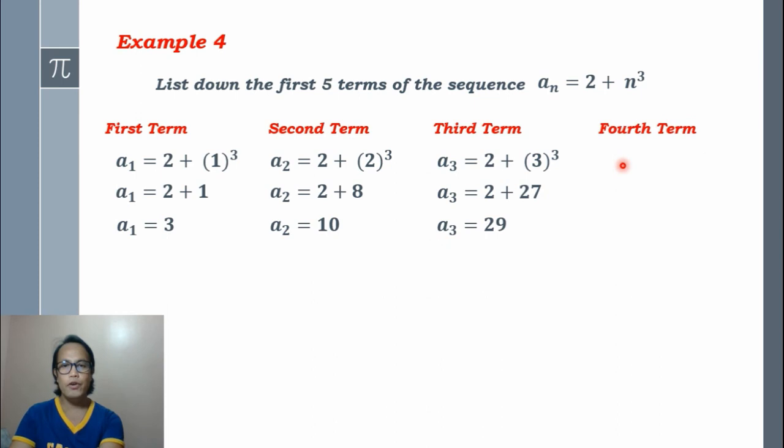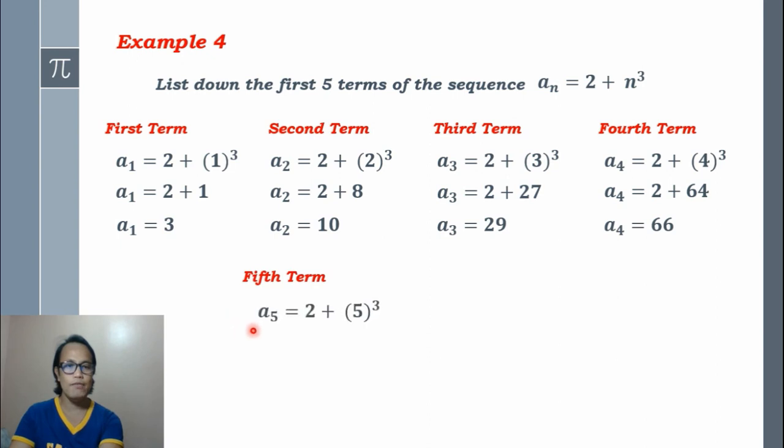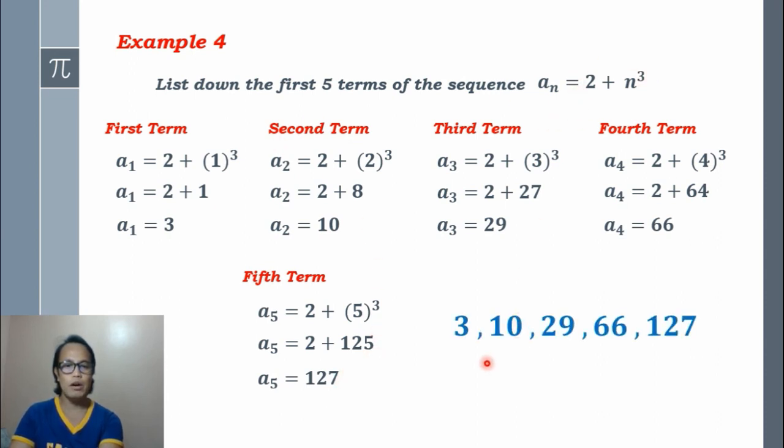Then for the fourth term, a sub 4 is equal to 2 plus 4 cube is 64, plus 2 is 66. And for the fifth term, we have a sub 5 is equal to 2 plus 5 cube, which is equal to 5 cube is 125, plus 2 is 127. So therefore, the first five terms of this given sequence are 3, 10, 29, 66, and 127. So we have first term, second term, third term, fourth term, and the last term or the fifth term.